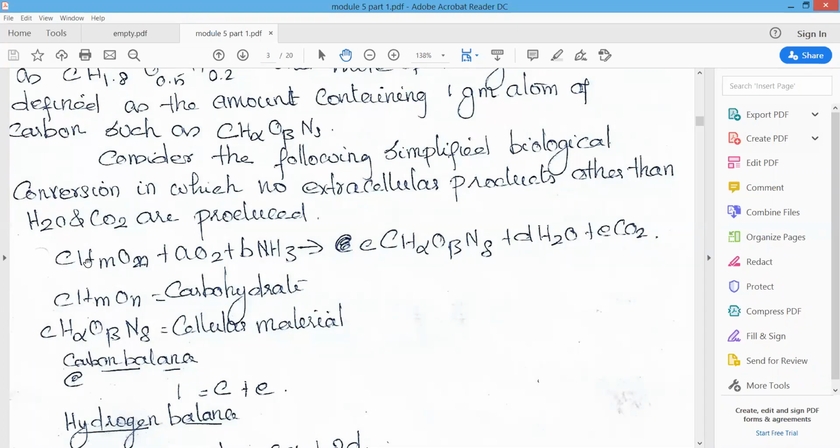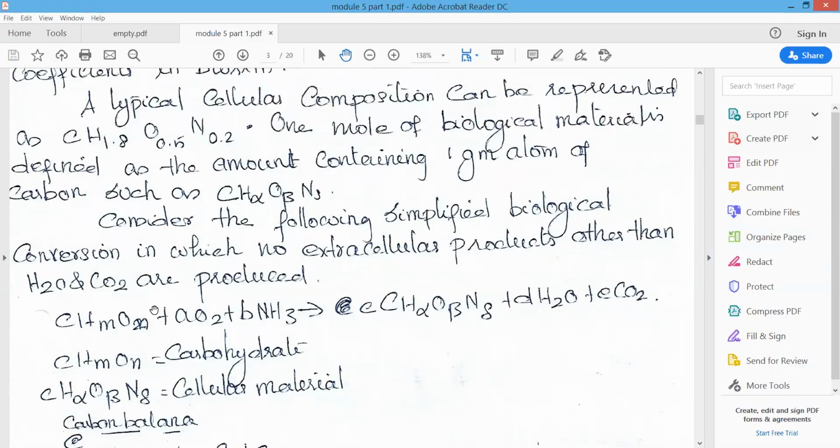That is, carbon is there, hydrogen is there, oxygen is there, and nitrogen is there. Four elements. So we will be taking each element separately, and then we will be writing the elemental balance.